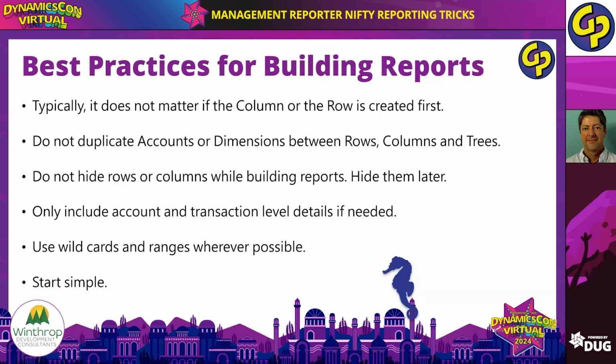Some best practices for building reports. A few points here to bring up before we actually look at some report examples. Typically, when you're building report definitions, you've got a row definition and a column definition. Every report you build will need those 2 definitions. It doesn't really matter usually if you're building the row definition first or the column definition first. There are some instances where it does get a little bit picky about that, but not very often.